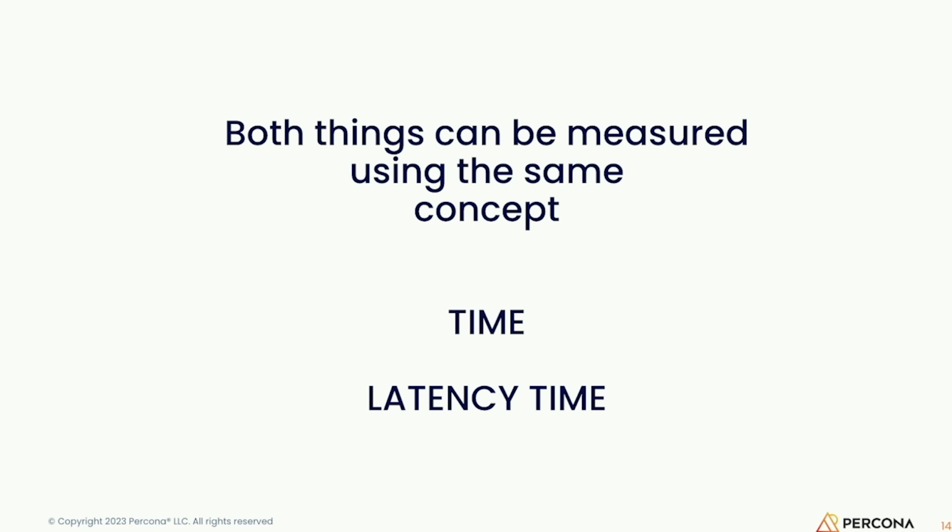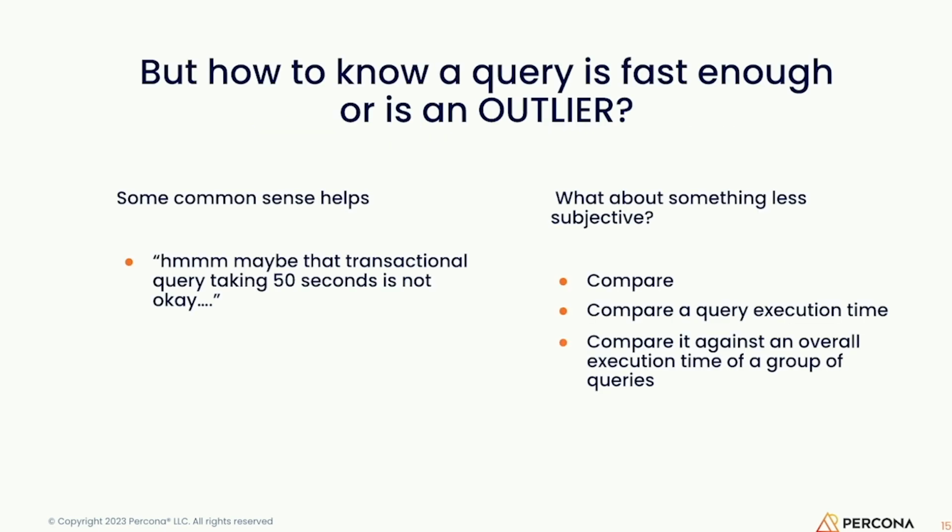Time, and specifically latency. There's going to be a latency time for the query itself and a latency time for whatever external factors are not related to the query. So how do we know that a query is fast enough or if it's an outlier? It's not the same to have a slightly slow query as an actual outlier, right? So that's why I made it bigger.